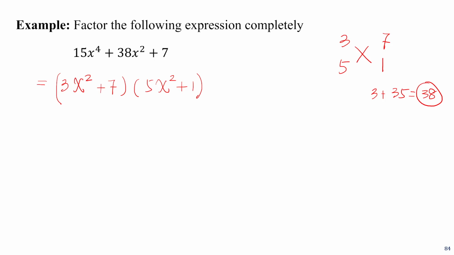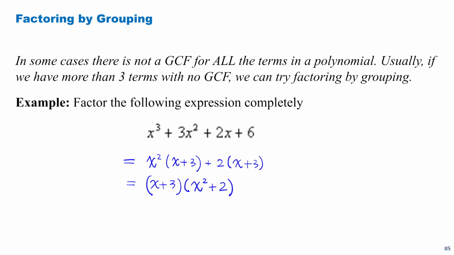Okay, any questions? No? All right, then the next method we can use is to factorize by grouping. Sometimes, in some cases, there is no GCF for all of the terms in the polynomial. Usually, if we have more than 3 terms with no GCF, we can then try factoring by grouping. For example, if we have an expression here, this is a polynomial expression. Well, first of all, we don't have any GCF. But if you group the first 2 terms and then group the last 2 terms, then we can find a GCF in the next step.